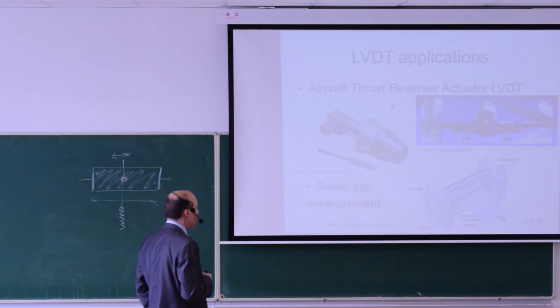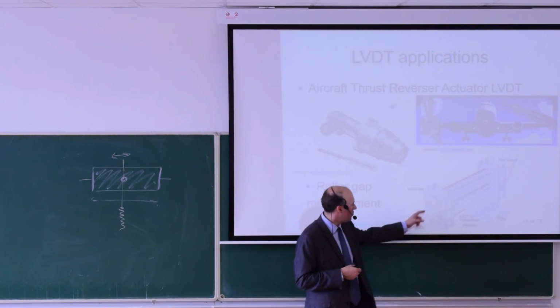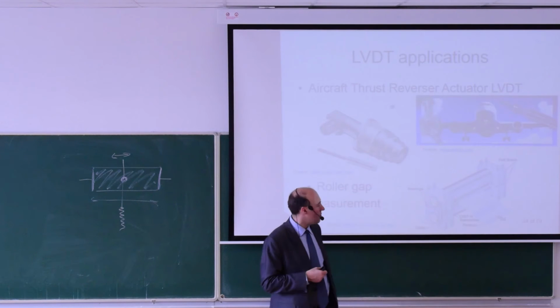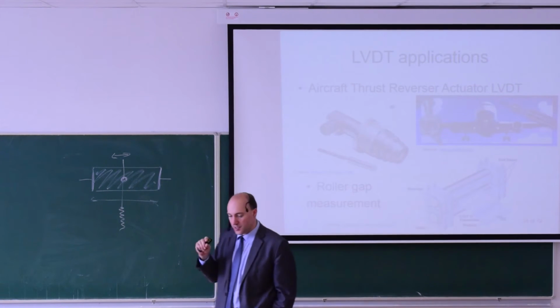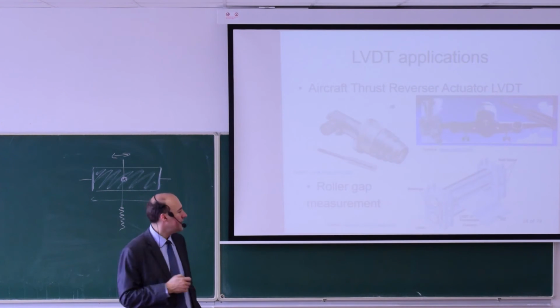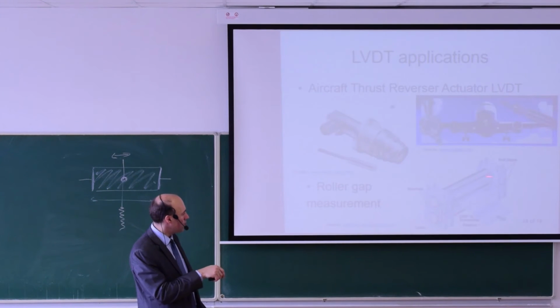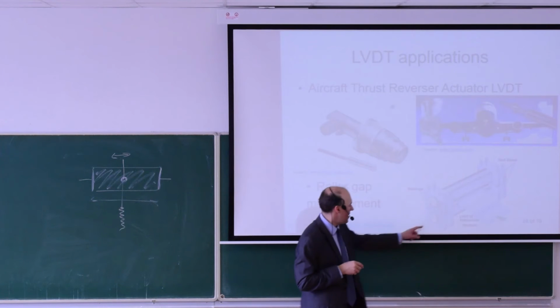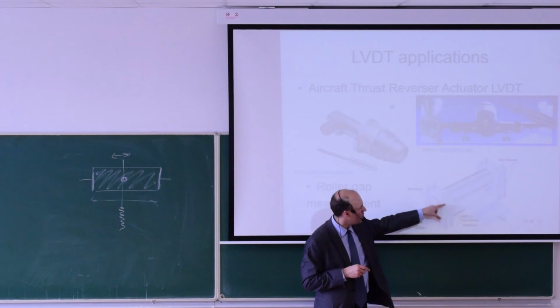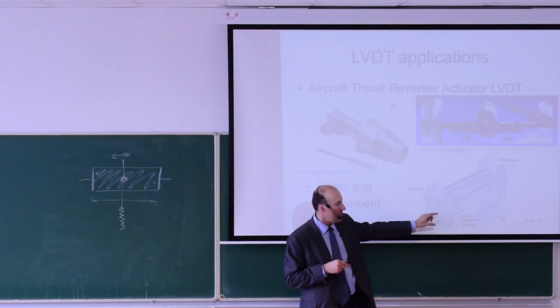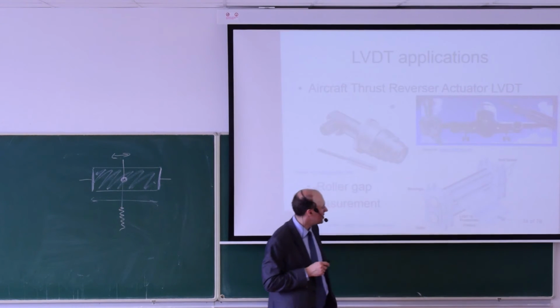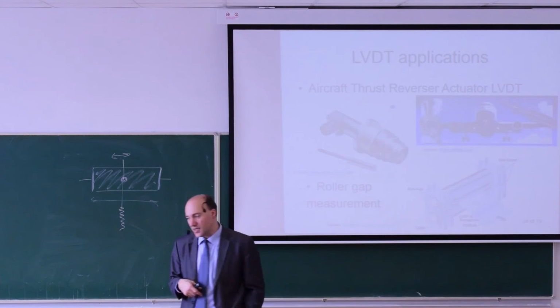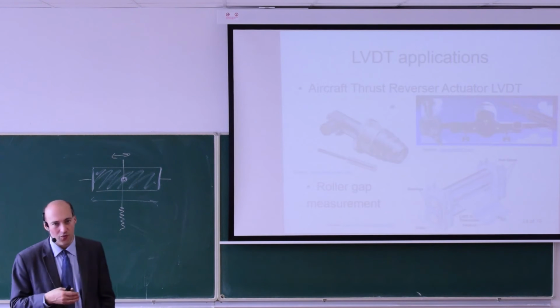A second application is, for example, if you roll steel or aluminium, then you need to set precisely the thickness that you want. So you have two rollers, and you need to measure very accurately the distance between the rollers. So here you see an LVDT sensor. This is movable, so you can adjust the distance between the cylinders, and you can produce the thickness of the foil that you require.